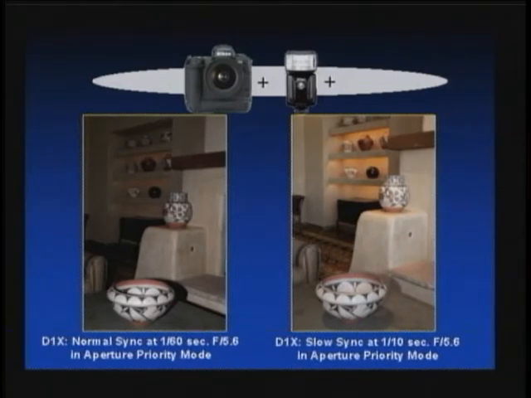By setting my D1X to slow sync, and that's done with a lightning bolt symbol on the D1X, holding down the button, turning my main command dial until the word slow appears on my LCD. Now the camera was free to choose at the same f-stop I had selected before the correct ambient light exposure shutter speed, in this case 1/10 of a second, balancing perfectly. It's a wonderful technique. It's one I use probably most in my photography, whether I'm in bright light or whether I'm in dim light.